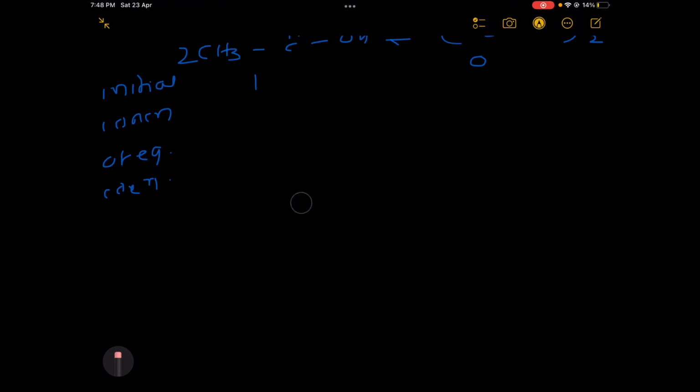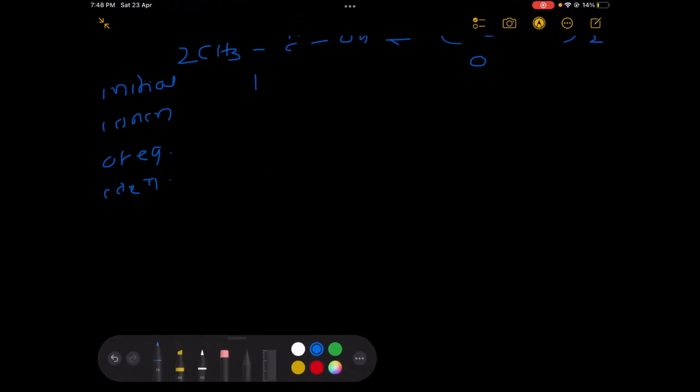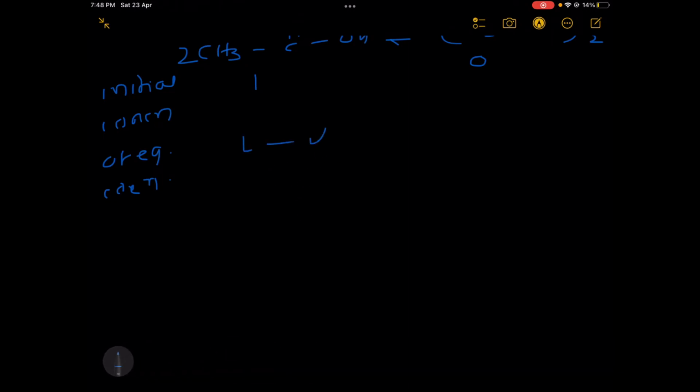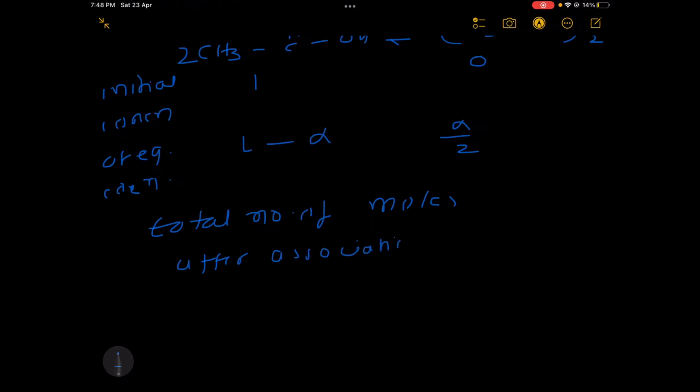This becomes 1 minus alpha, and this is alpha dash, alpha by 2. So this is the total number of moles after association, which becomes 1 minus alpha plus alpha by 2. That is equal to 1 minus alpha by 2.